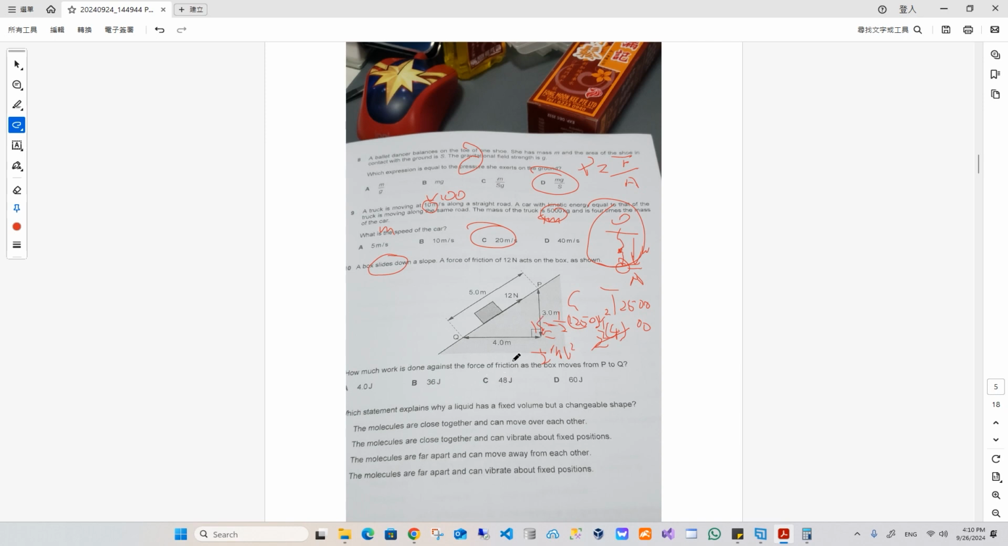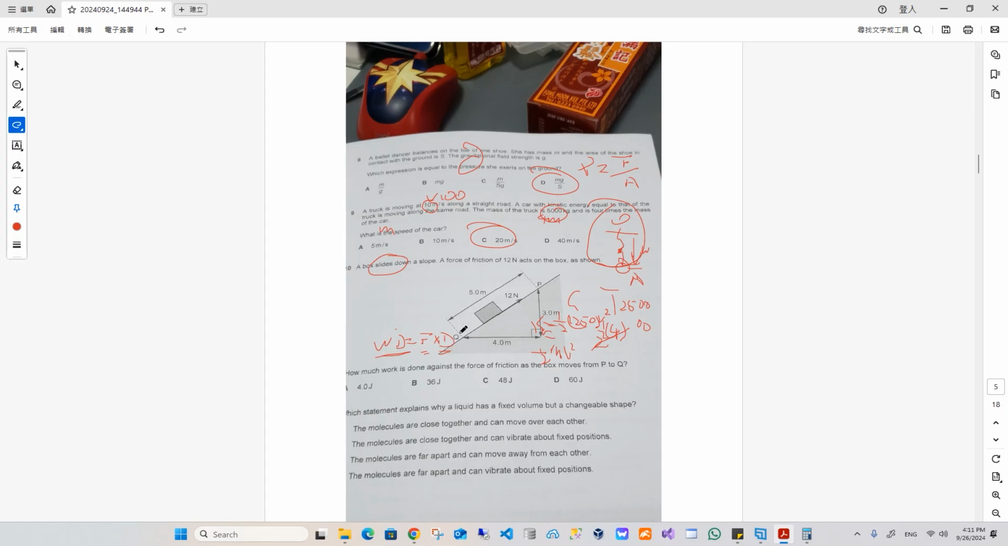How much work is done against the force of friction? Work done is equal to force times the distance in the same direction. Work done of anything is the force of that thing times the distance along it. Whatever work done you talk about, you use that force and the distance moved along that force. These three things go together.